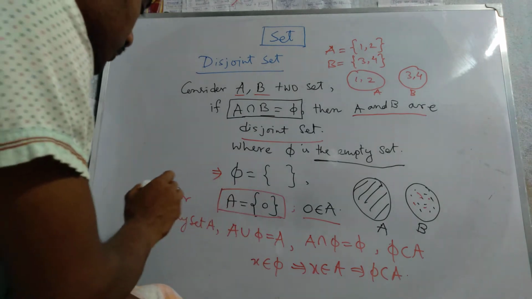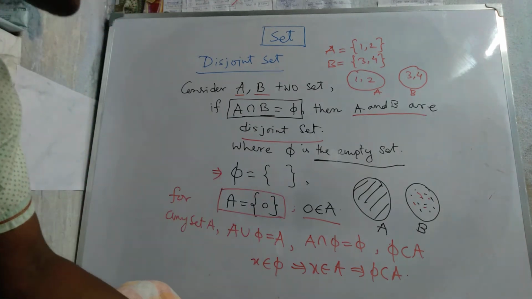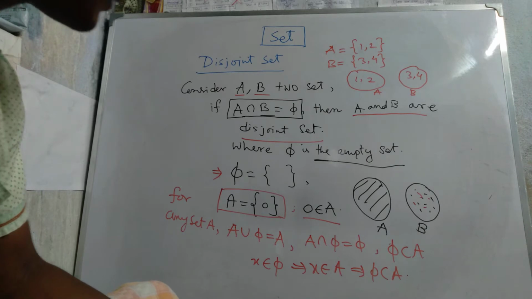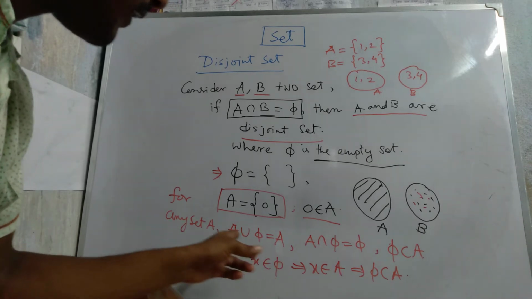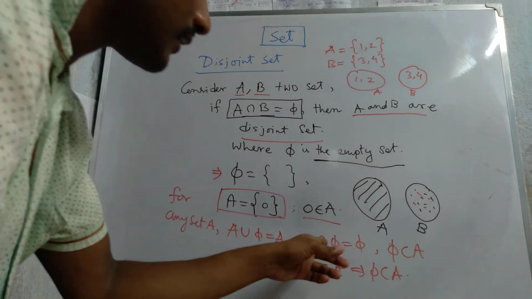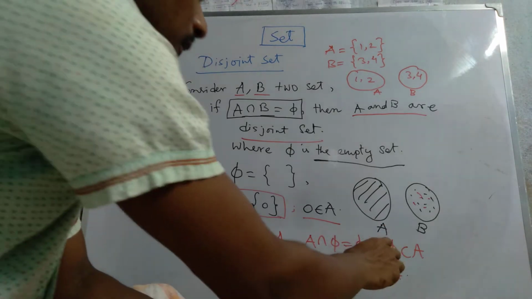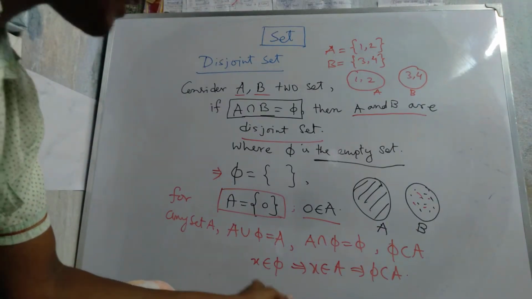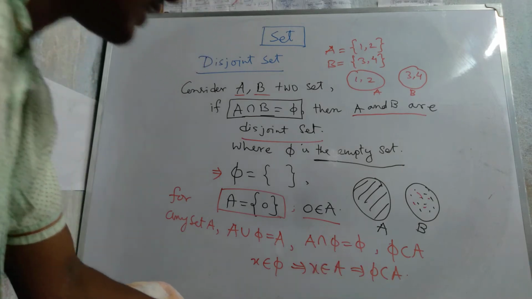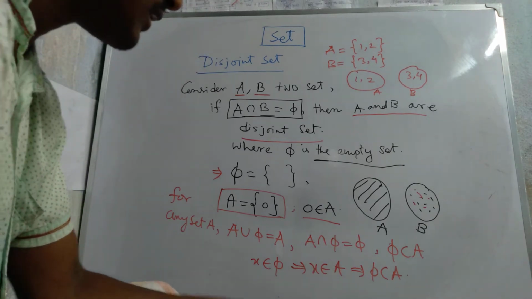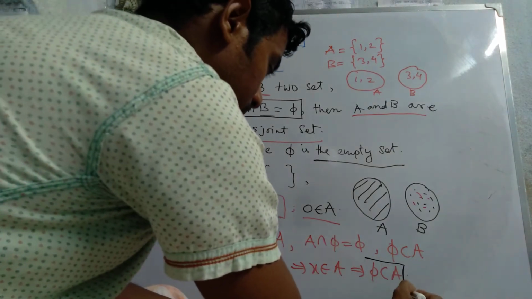For any set A, the properties involving phi are: A union phi equals A, A intersection phi equals phi, and phi is a subset of A. That means x belongs to phi implies that x belongs to A. This implies phi is a subset of A.